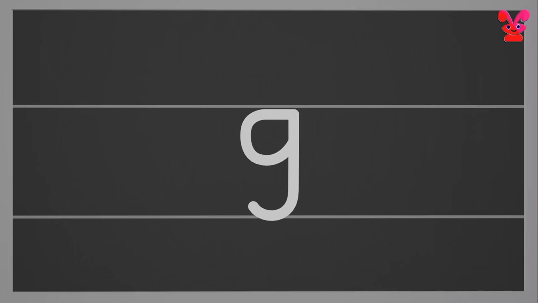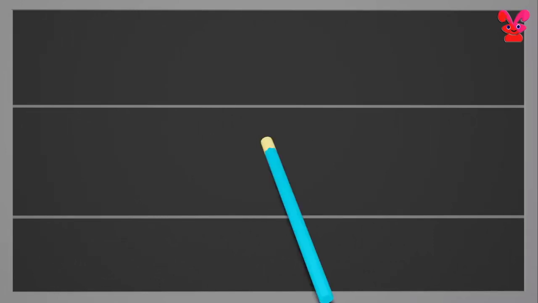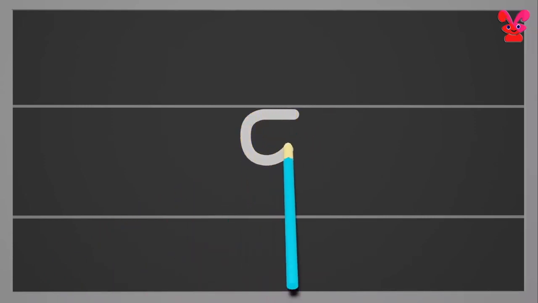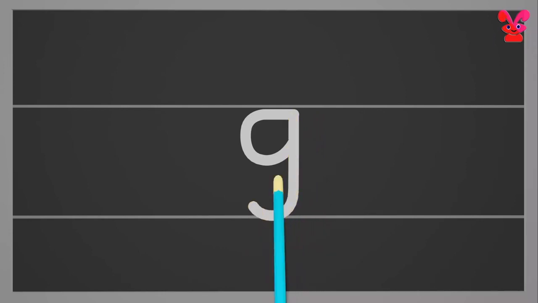Small g. Start from the middle and make a small c. Then go to the middle again and draw a standing line going down below the bottom with a small backward curl. Small g.